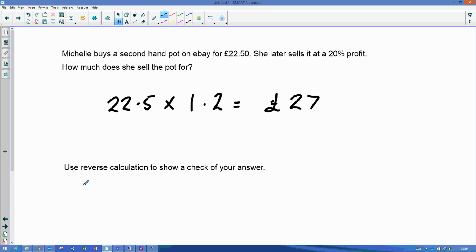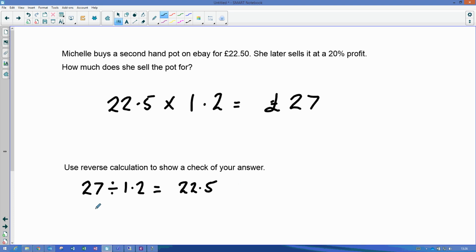So we want to do a division sum on the answer to get back to one of these two amounts. So we can either do 27 divided by 1.2, and if we type that into a calculator, we do indeed get 22.5. And don't just write it down and assume it's going to work, because you might have made a mistake up here. Do the sum on your calculator.